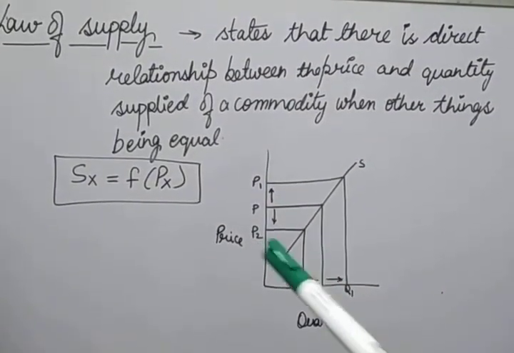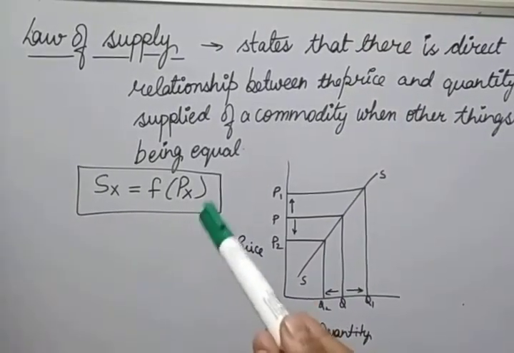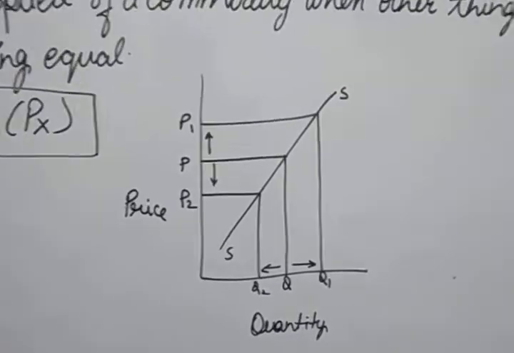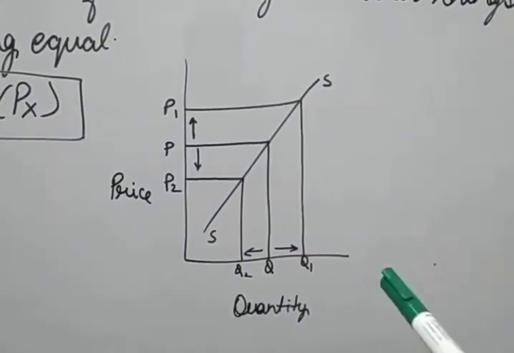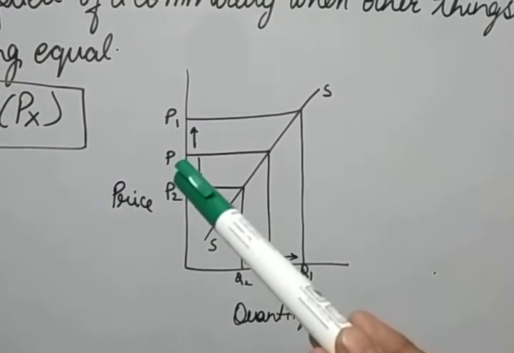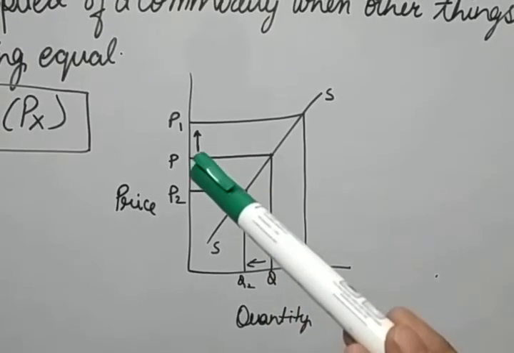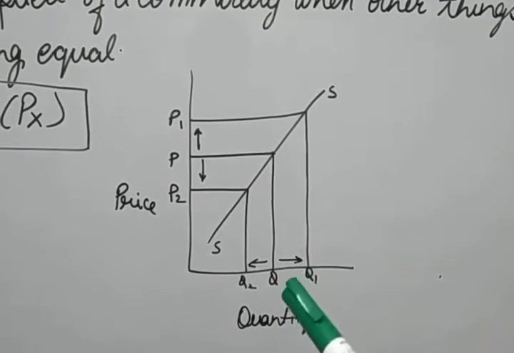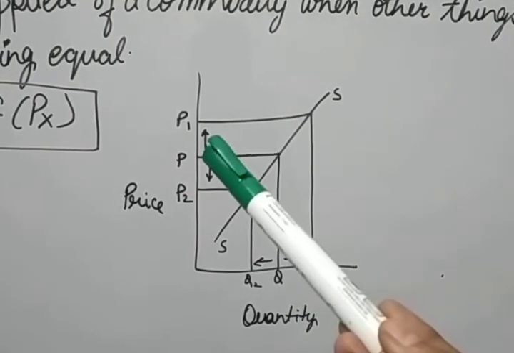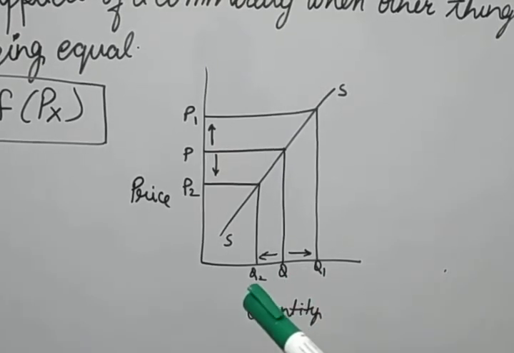Here is the quantity supplied and here is the price. So supply is a function of the price of commodity X. In the diagram you can see the supply curve. On the x-axis there is quantity and on the y-axis there is price. If the initial price is P, the initial quantity is Q. If the price increases from P to P1, the quantity also increases from Q to Q1. Similarly, if the price reduces from P to P2, the quantity will also decrease from Q to Q2.